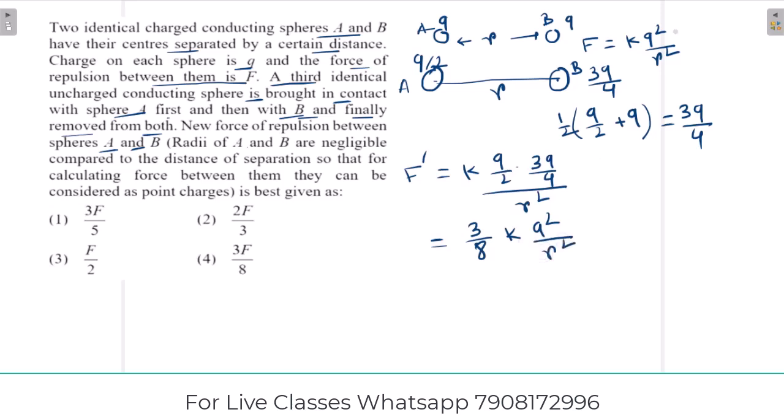Now K Q square by R square is F, that is given. So it is 3 by 8 F. So the force of repulsion between the spheres A and B is 3F by 8, that is option 4 is the correct answer.